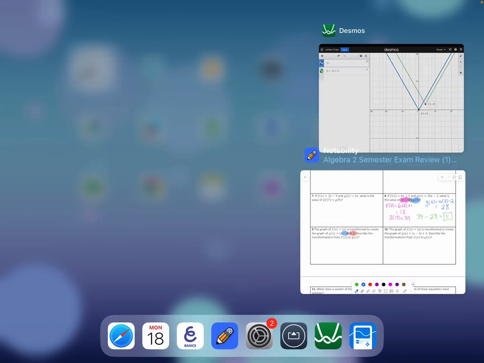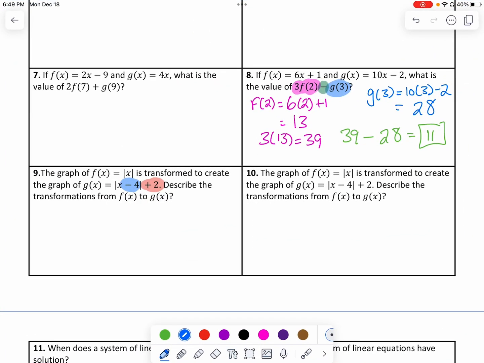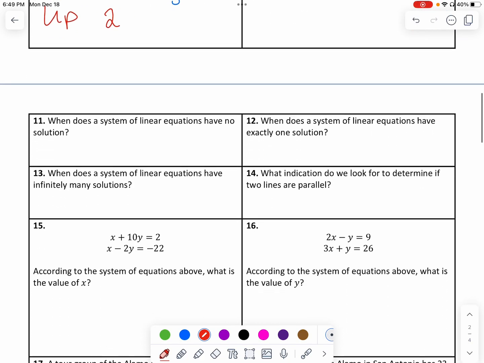So that tells us that we moved to the right. That's what that 4 does. So we moved 4 right, and we moved up 2. That's it. Okay, so that's how that would work. So yeah, just graph it and see what happens.